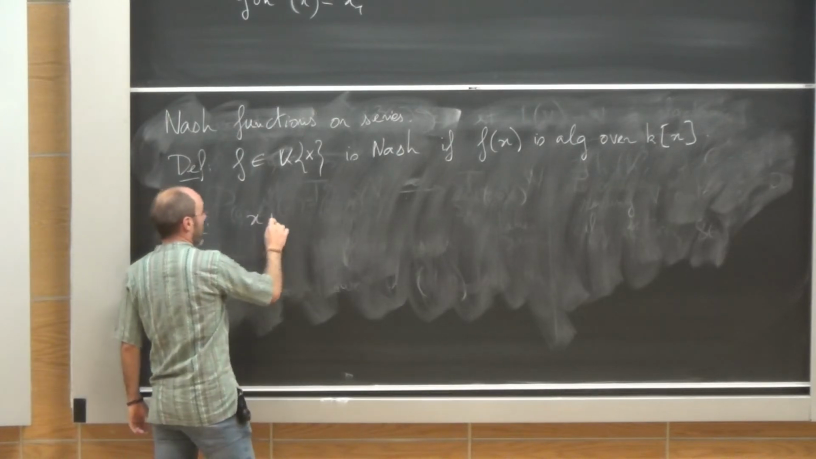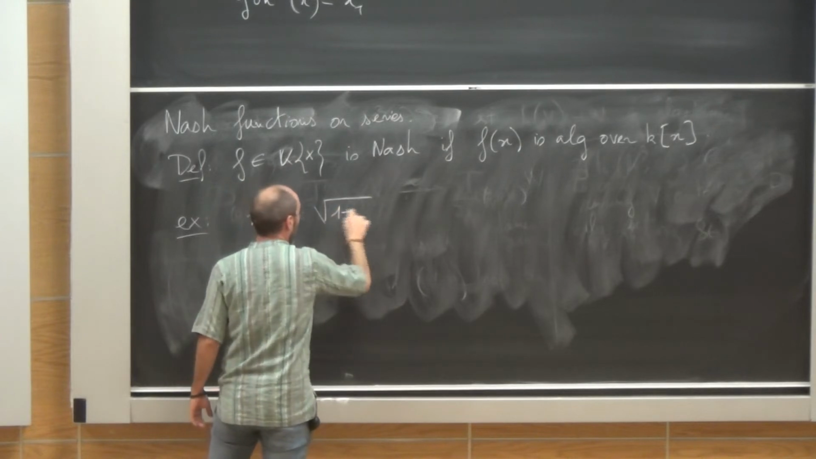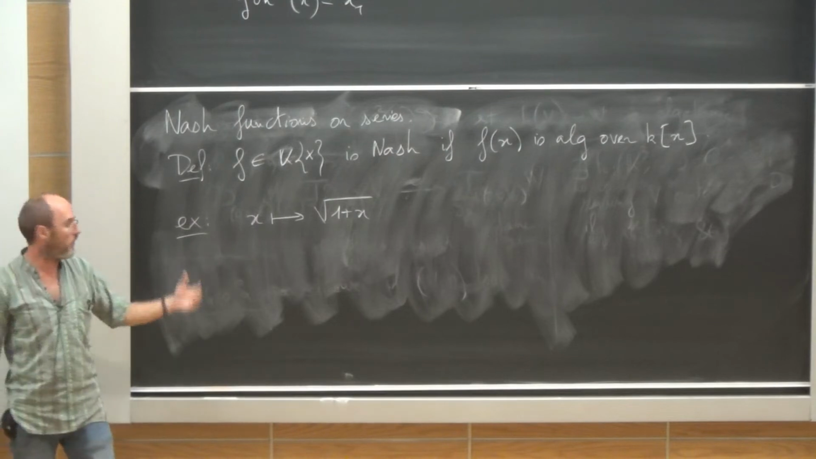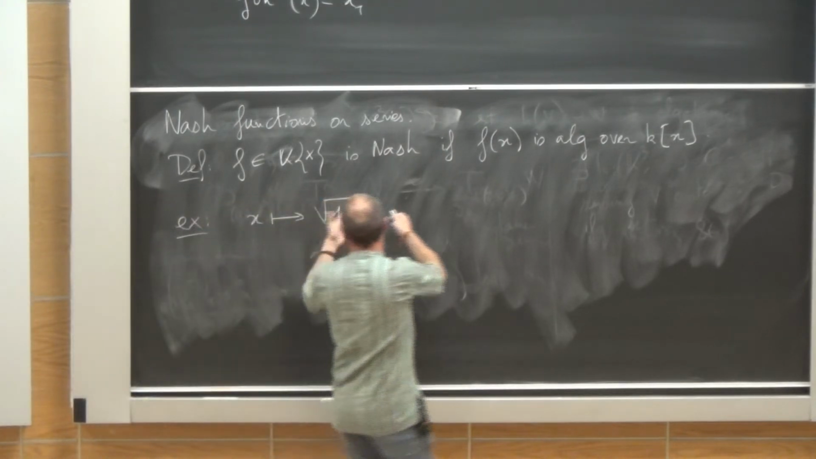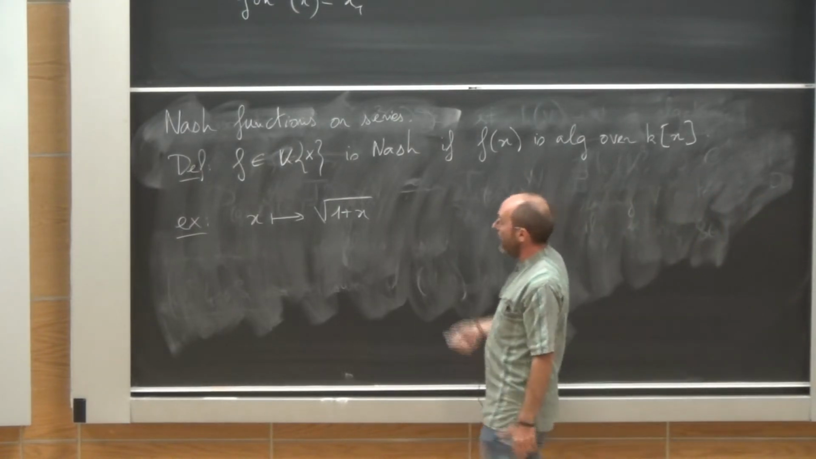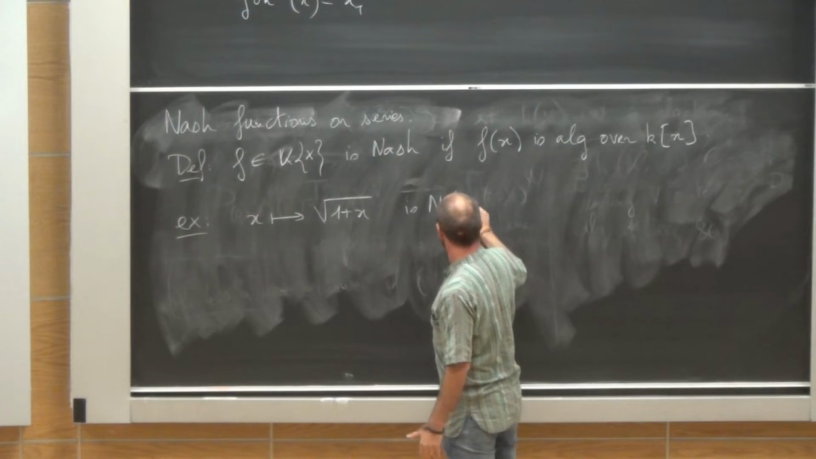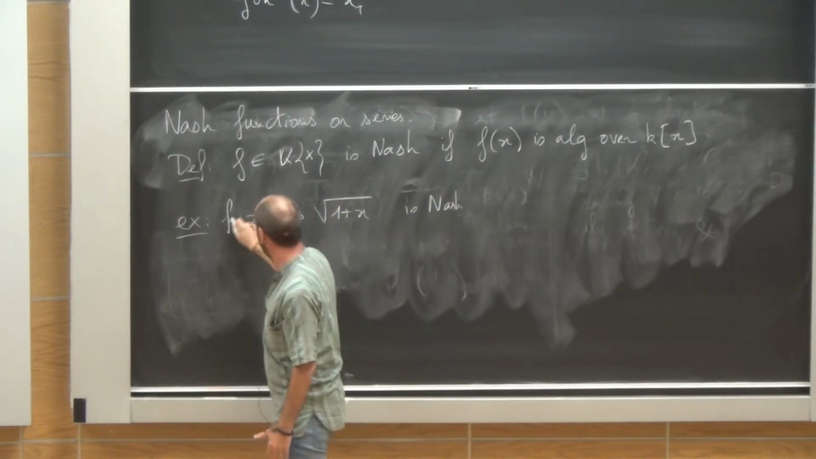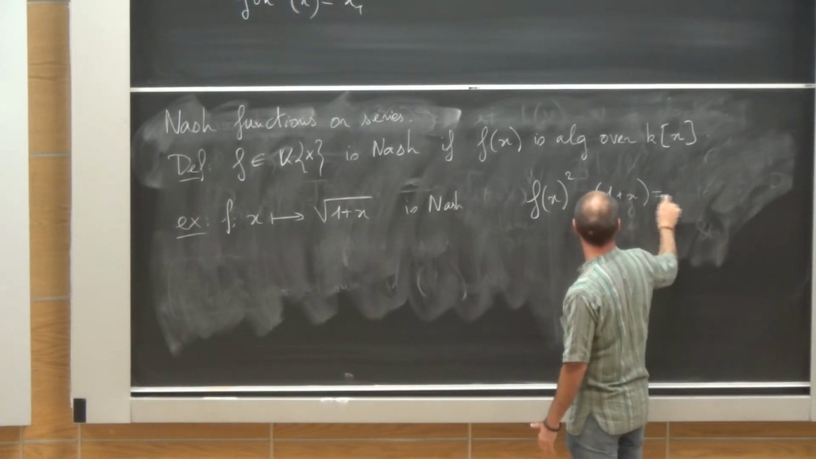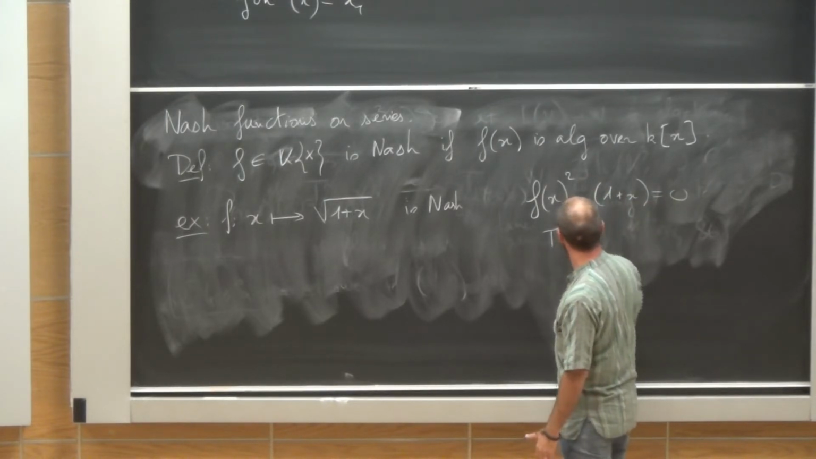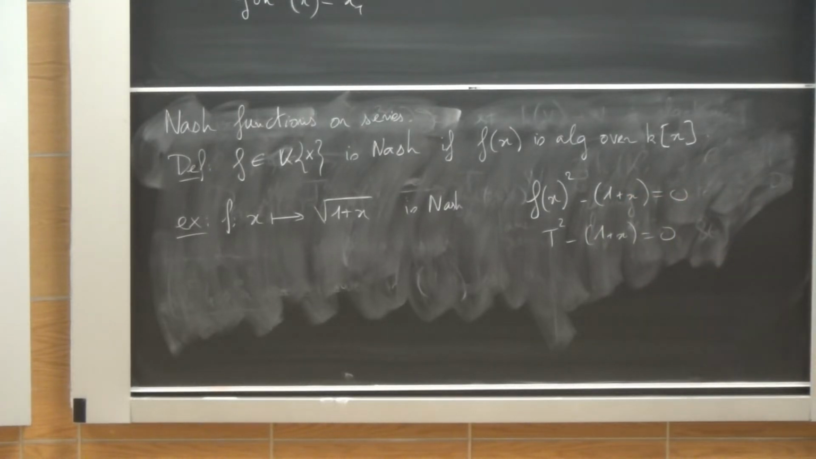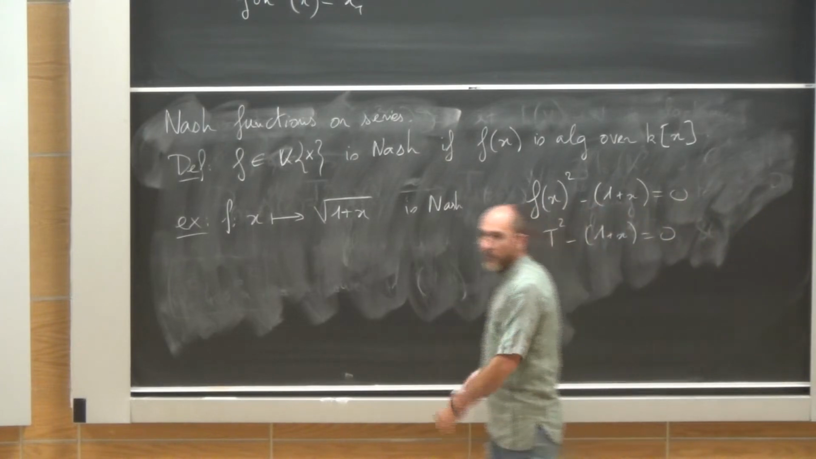You consider the Taylor expansion of the root of 1 plus x, whose value is 1 at 0, for instance. This is an analytic function, not a polynomial function. It's locally an analytic function, and it's Nash. If I denote this by f, then f of x squared minus 1 plus x is equal to 0. So it's a solution of the equation t squared minus 1 plus x equal to 0. So these are the Nash functions, or Nash series.